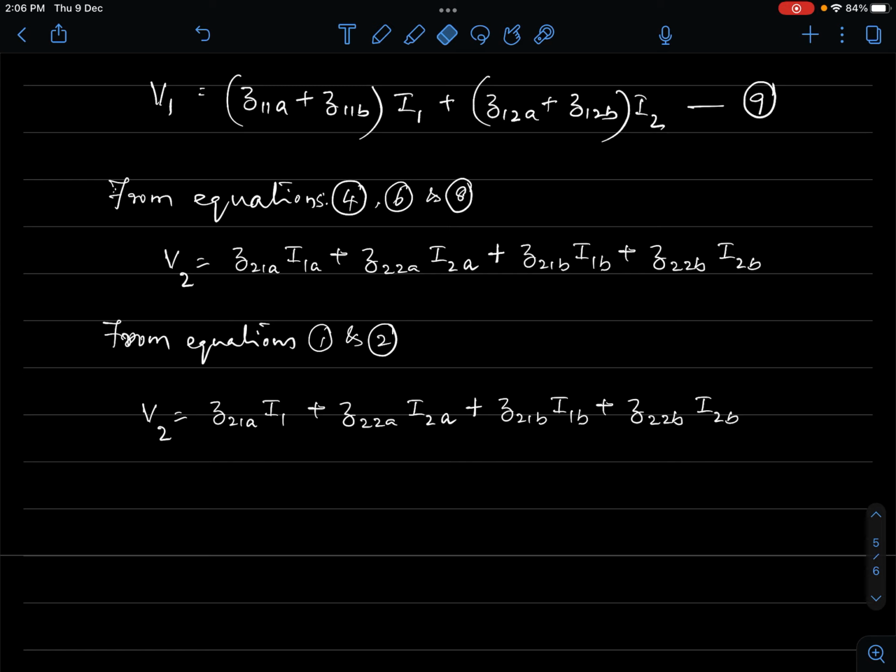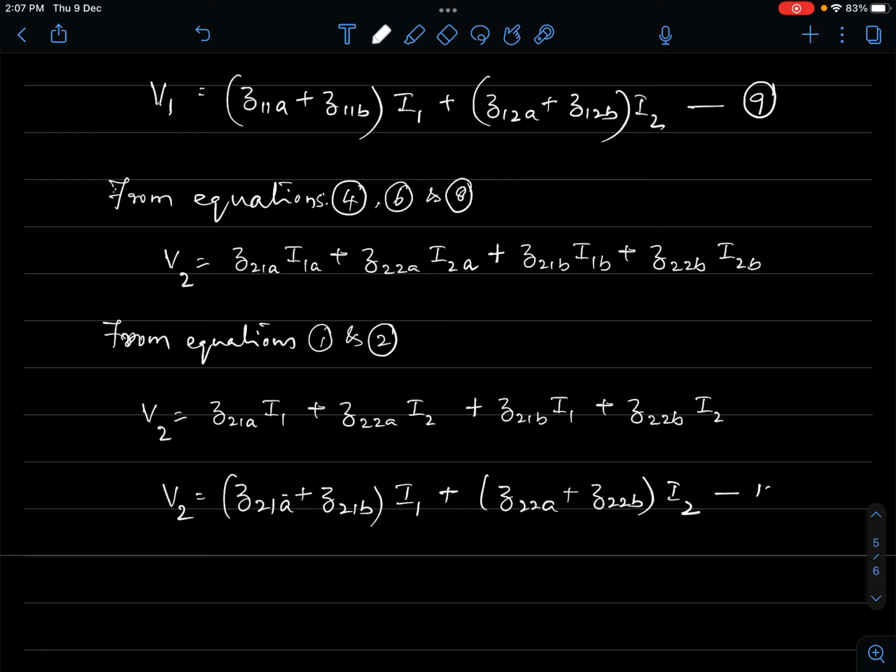Now I will try to write, wherever I have I1A, I'll put I1. Wherever I2A, I have I2. This is I1B, which is I1. I2B, which is I2. Again, I'll group. What is my V2 equal to? V2 equal to Z21A plus Z21B, whole thing into I1, plus Z22 of A network plus Z22 of B network into I2. This is my equation.